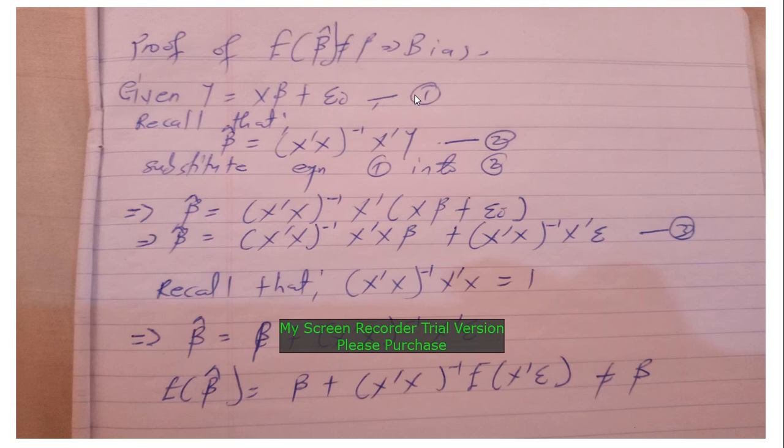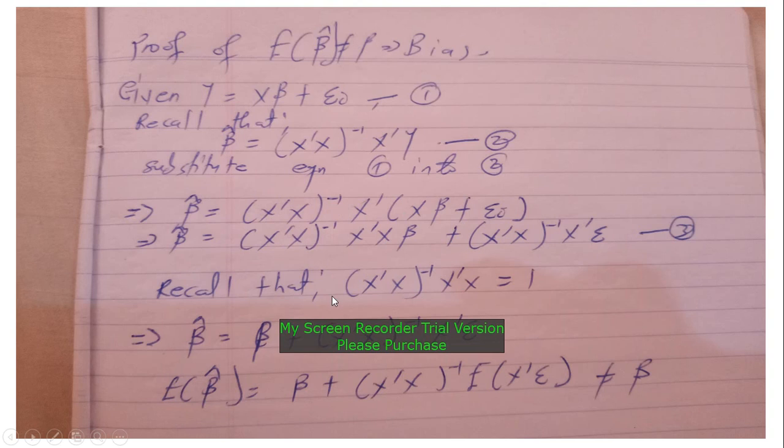Now we are going to solve equation 1 and 2 simultaneously. In equation 2 we have y, so using substitution, I'll substitute y, that's my equation 1, into my equation 2. So this is what I wrote here. When I do the substitution, I end up getting beta cap equal to X prime X inverse X prime, and my y is now X beta plus epsilon. So now I expand the bracket, which multiplies everything here. I end up getting beta cap equal to X prime X inverse X prime X beta, and when I multiply by the epsilon, I get X prime X inverse X prime epsilon as my equation 3.